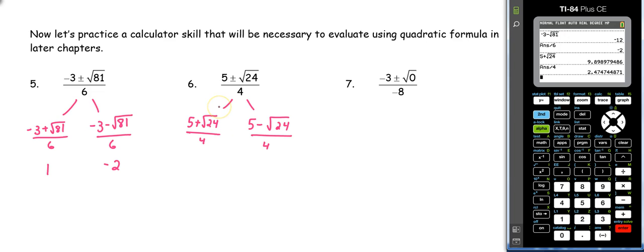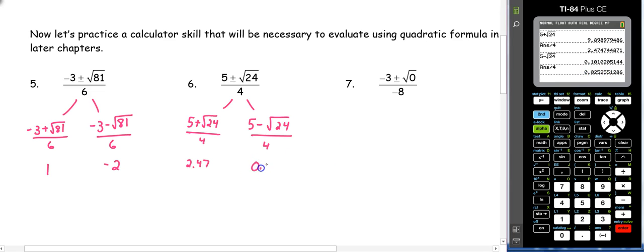When we have decimals, we're going to round to the nearest hundredth, which is 2 decimal places. So I have 2.47. The number next to the 7 is a 4, so that means my 7 stays where it's at. So we're going to round to 2.47. The second time, 5 minus the square root of 24 divided by 4. This time I have 0.02, but the number next to the 2 is a 5, so we're going to round up to 0.03.